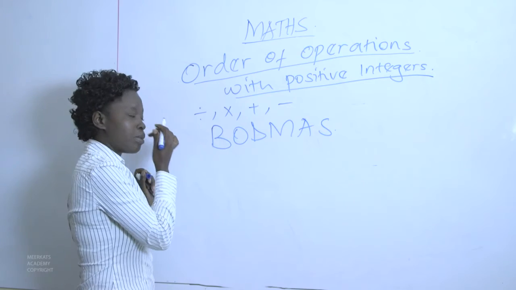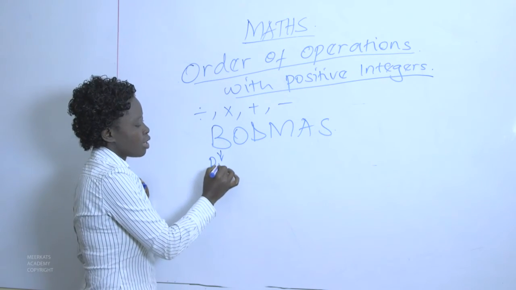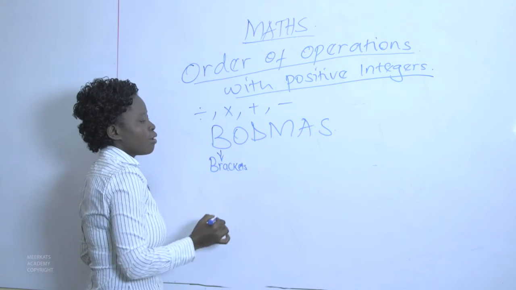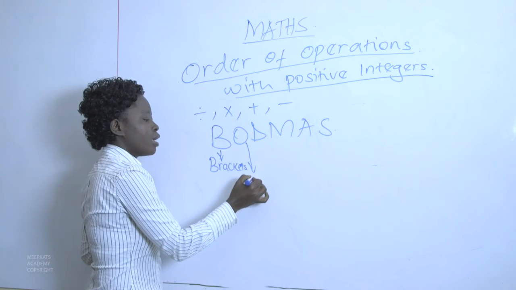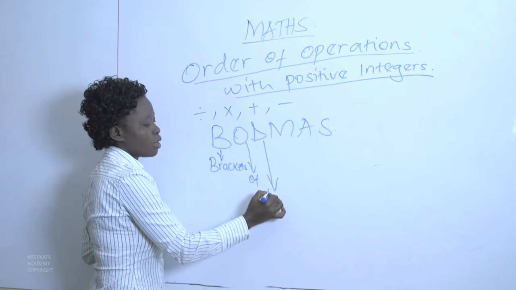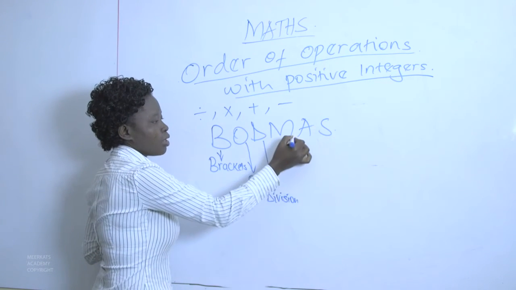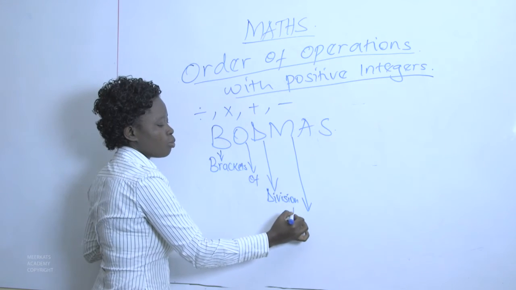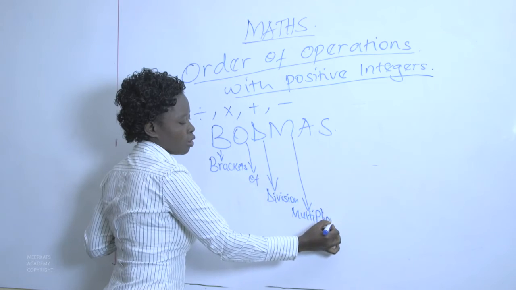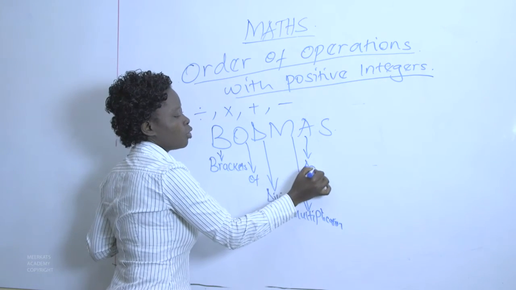With BODMAS, what do we mean? You will start with, if your sum has brackets, so it means we start with brackets, followed by off. Then if there is a division operation, then you go ahead and divide. Then from division, we move to multiplication. Then we have addition.